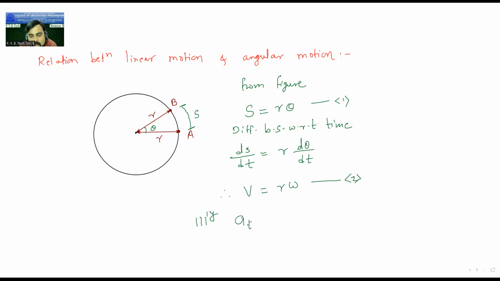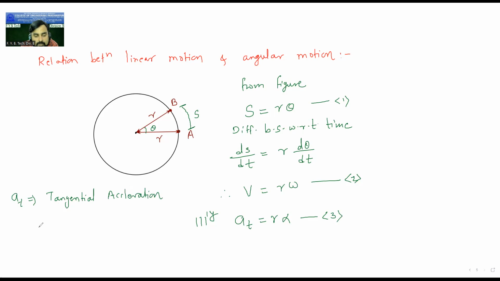And the acceleration, similarly, tangential acceleration AT. Tangential acceleration means if it is rotating and from this point it is released, then it will move in this direction, in this way. So this is called the tangential direction. So the tangential acceleration is equal to r into alpha. This is the third thing, where AT is tangential acceleration.